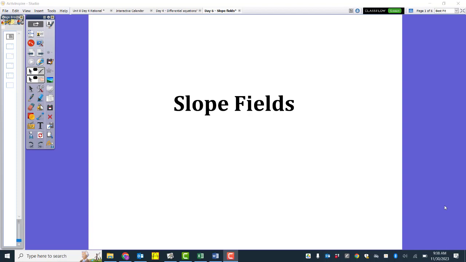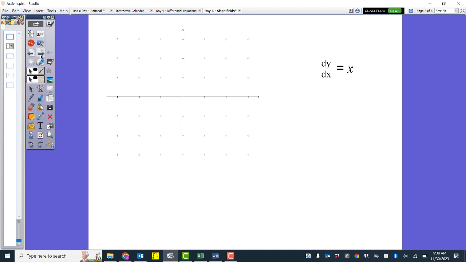You'll have more tools to solve them when you get to Calc 2 or Calc 3, and differential equations specifically when you get to college. But for now, we're going to be looking at just general slope fields. We're not going to skip this one because it's a pretty easy one.